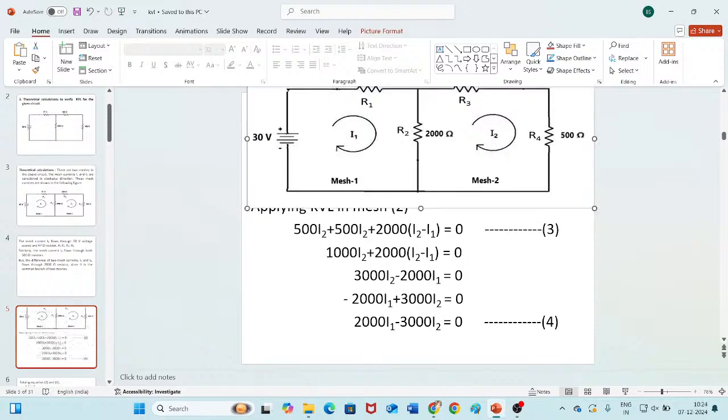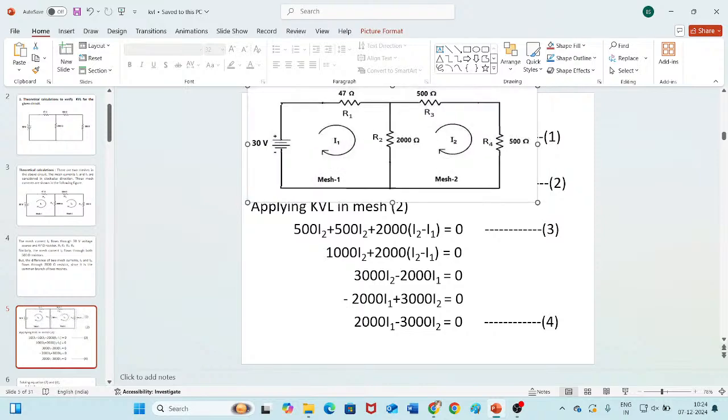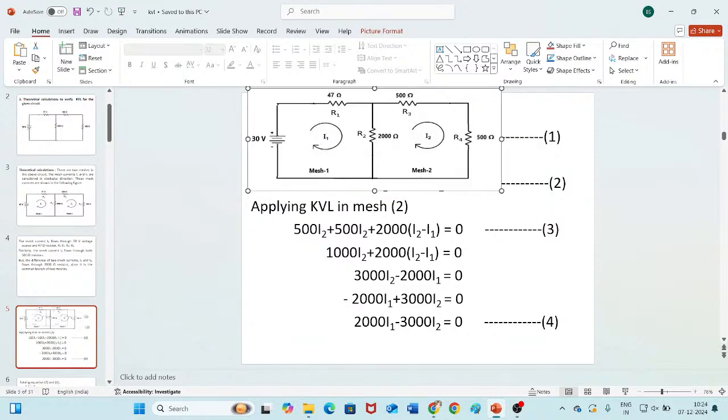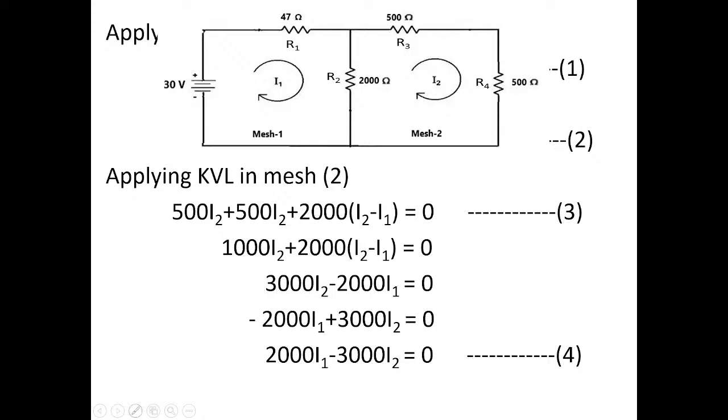Let us apply KVL to mesh 2. So if you apply KVL to mesh 2, just look at the mesh 2. This is our mesh 2, isn't it? I'll just expand it. In this mesh 2, what are all the elements that are available? R2, R3, R4. Is there any voltage source within this mesh 2? There is no voltage source. Okay. There is no voltage source in mesh 2.